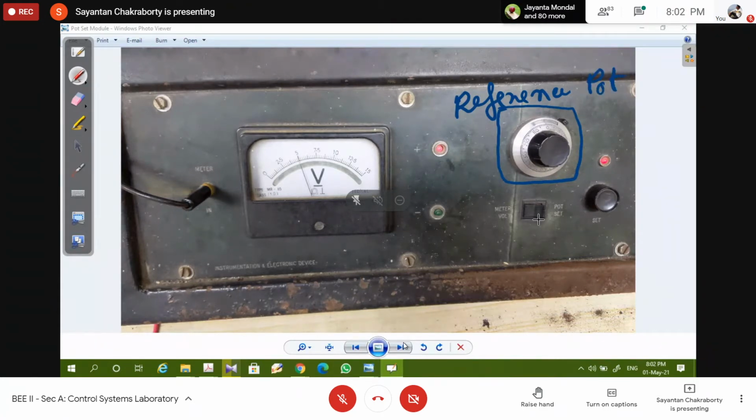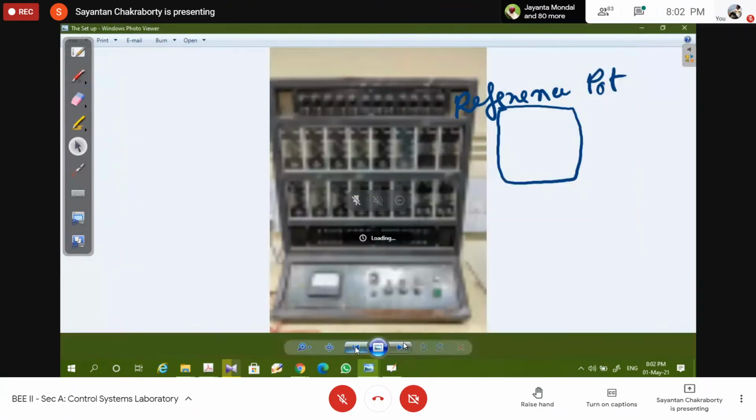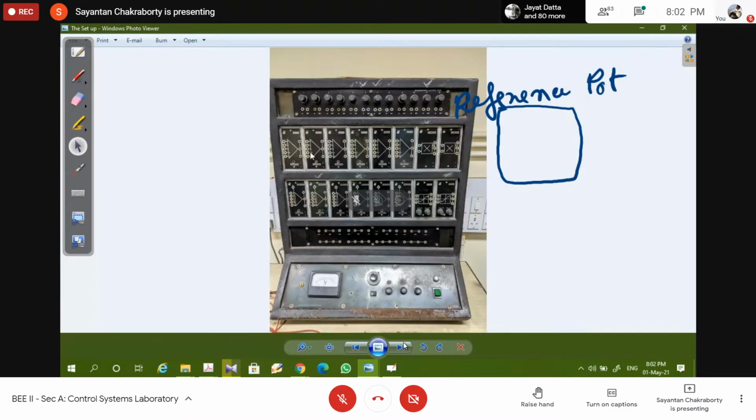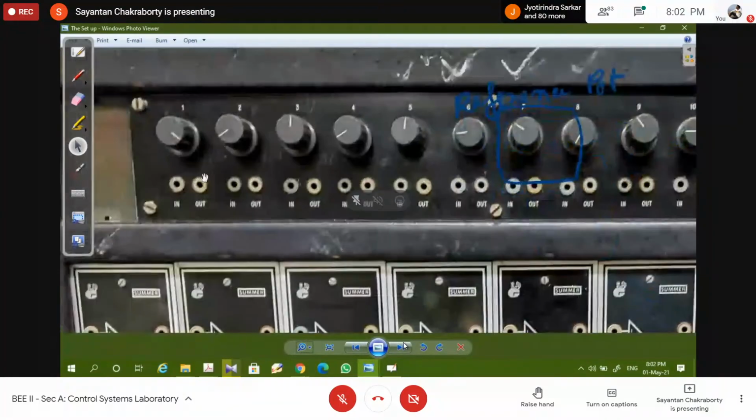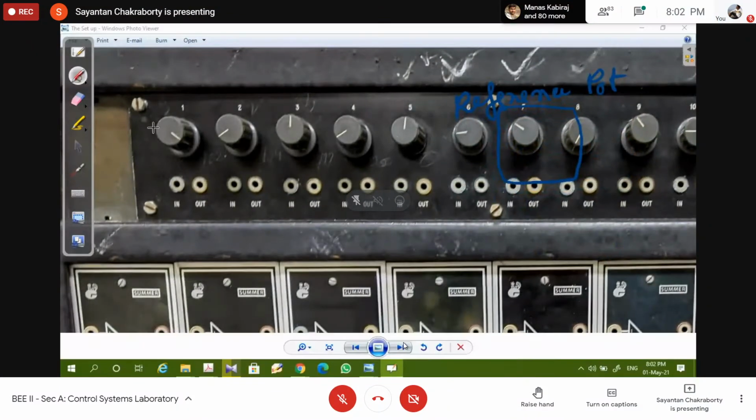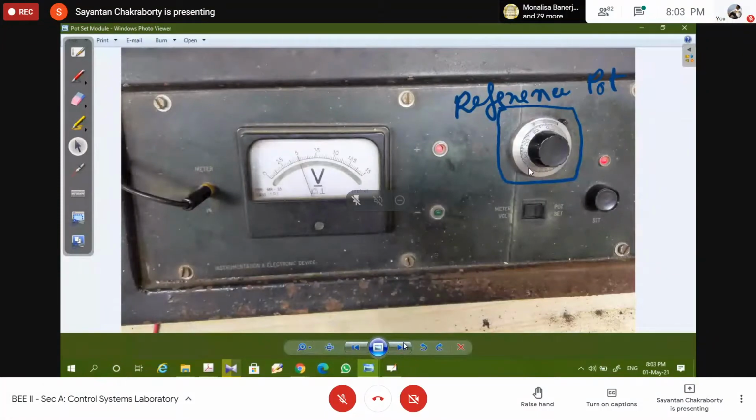Why do we require this reference port? Because if you look at the previous figure, in these ports, if I zoom in, there is no calibration. At the extreme left point, this is 0, and at the extreme right point, this is 1. In between, you do not have any calibration. So how can you set the value at 0.4, 0.1, 0.5? For that, we need a calibrating port, right? A port that will help you to calibrate. And that port is basically this reference port.